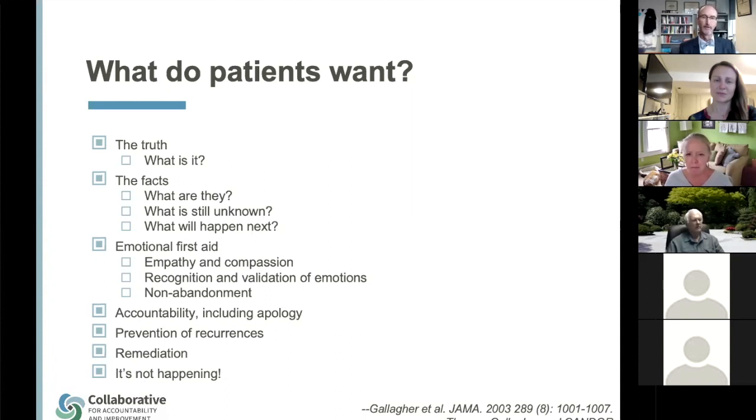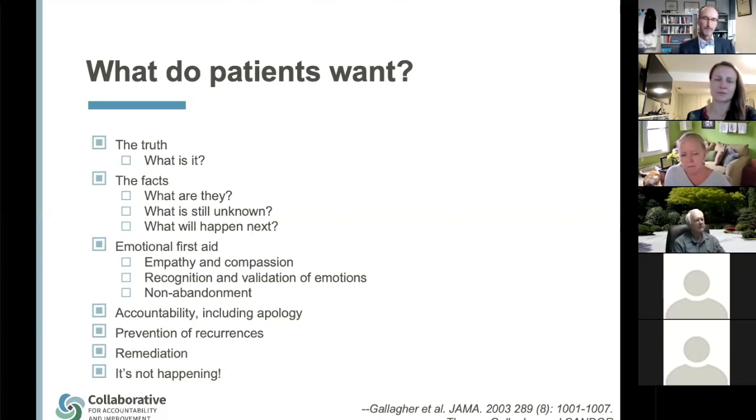Why did this happen? What's known, what's unknown, what's going to happen next? As a reminder, this kind of information is often conveyed over time with multiple conversations. It's not just a one-time thing. It's usually advised to share with the patient and the family as soon as possible what's known, and to maintain communication from the very beginning.